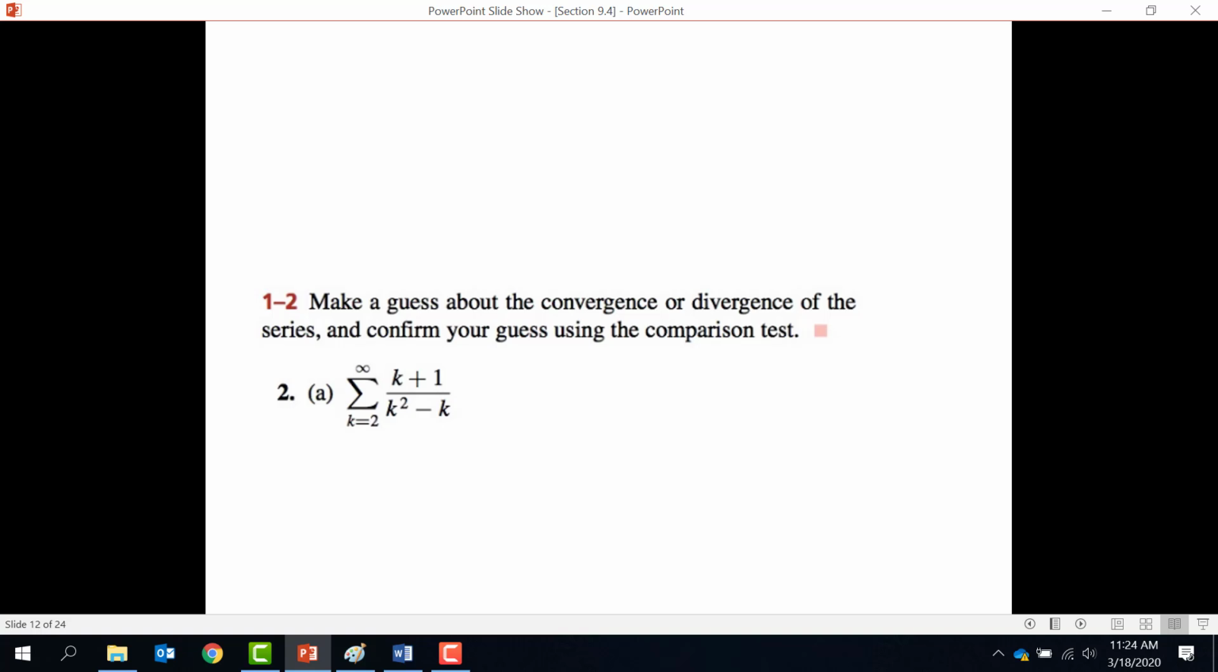For our next series, we have k plus 1 over k squared minus k. So again, you can ignore the 1 in the numerator and the minus k in the denominator, and that will leave you with k over k squared, which simplifies to 1 over k. Now, 1 over k, you should know what that does. That's the harmonic series that diverges. And so it says make a guess about the convergence. So we're assuming that this is going to diverge, since 1 over k diverges.